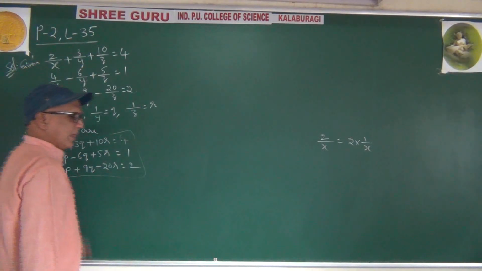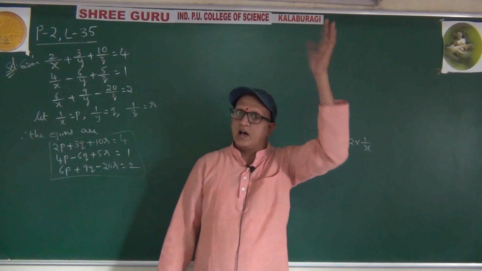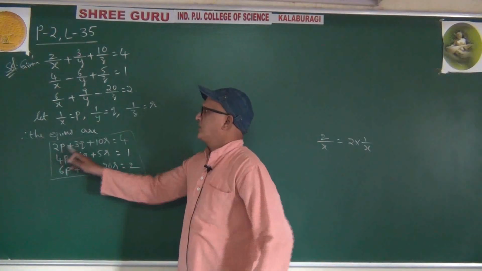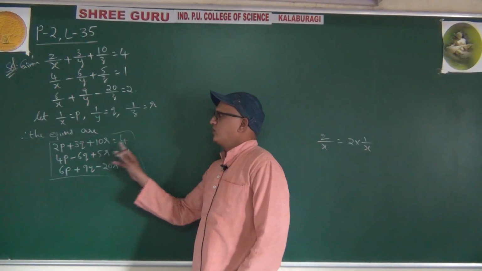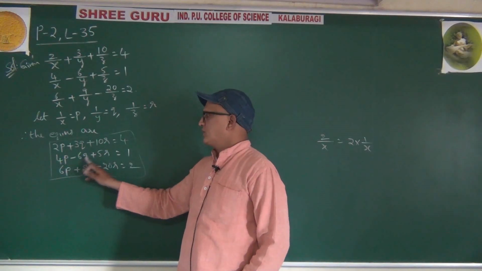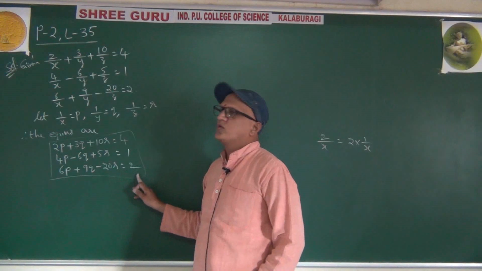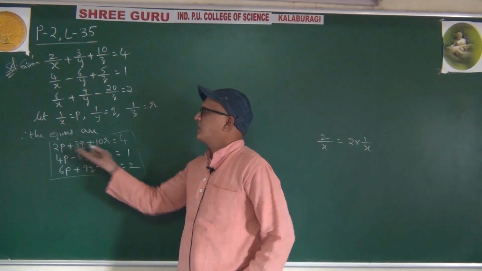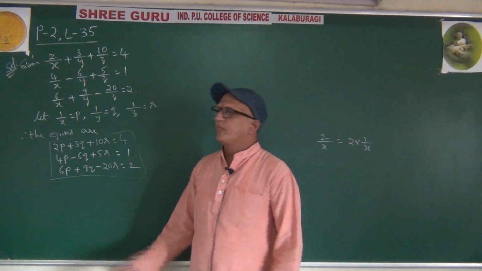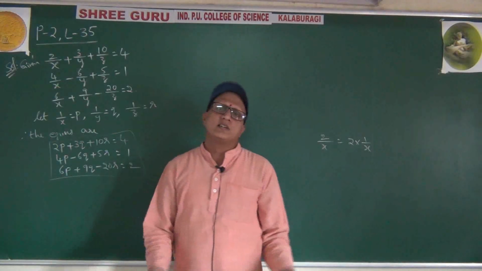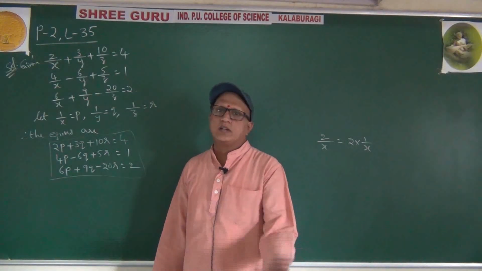Earlier the question was 2x plus 3y plus 10z equal to 4, 4x minus 6y plus 5z equal to 1, 6x plus 9y minus 20z equal to 2. Now the question is in terms of PQR. It may be PQR, it may be XYZ. Method is the same. What is the method?